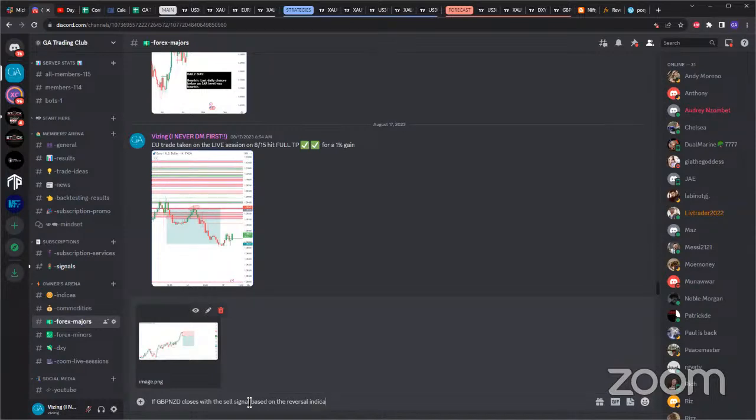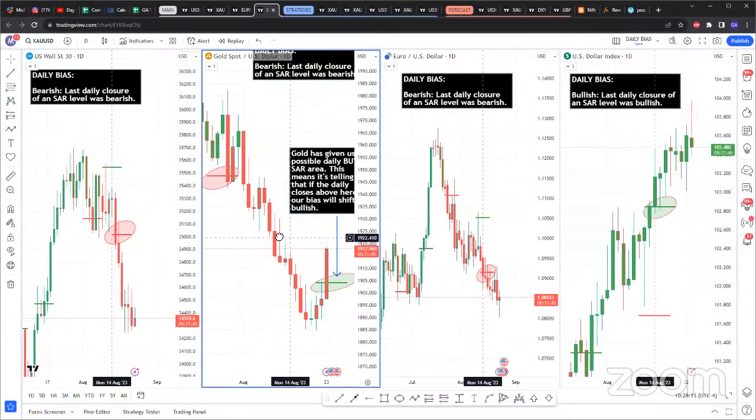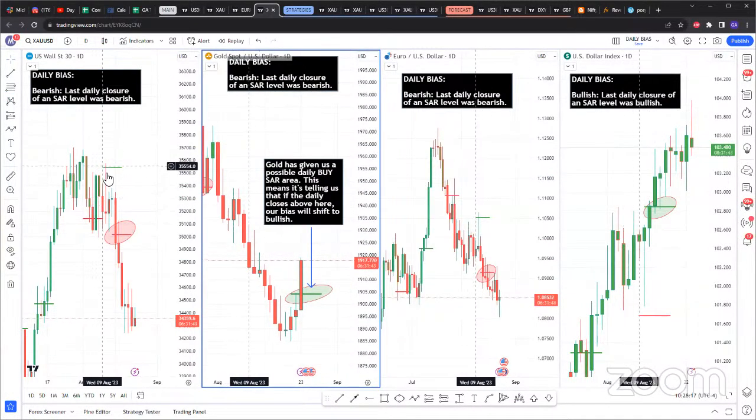US30 is pumping down. That's good. Now, keep in mind, gold can definitely fall from here. This is the reason of having the daily bias. See what happened here? So gold can do the same thing. That was just a by the way.